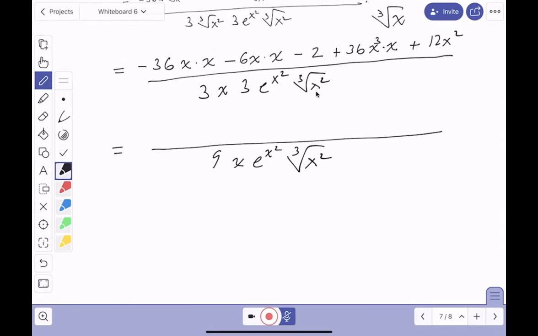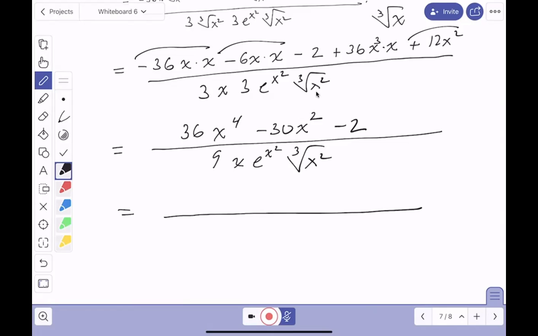Well, let's see. Let's do our squares first. Get minus 36, minus 42, and plus 12. That's minus 30, right? Make sure I did that right. Yeah, minus 30, minus 2, and then 36x to the fourth. Well, you know me, I'm going to keep going. I don't even know what the answer is at this point. I know things are getting better for me.